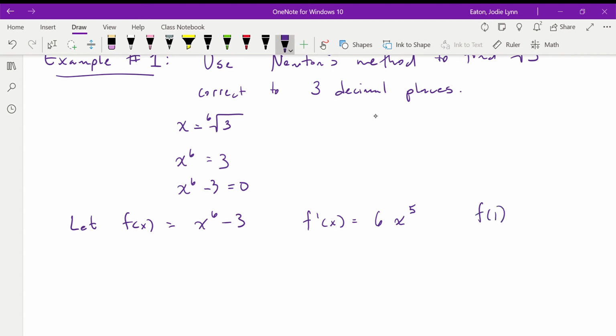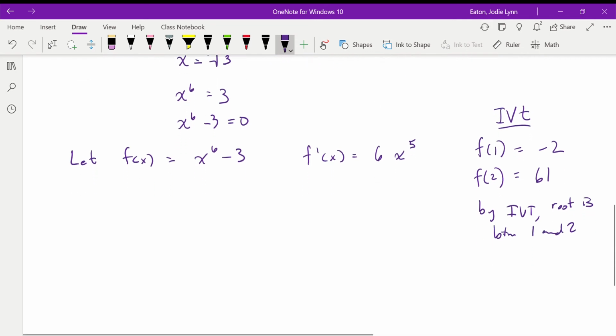Let's confirm that that works. We can use the IVT because this is a continuous function. So f of 1 is 1 to the 6th minus 3, which is negative 2. And f of 2 is 2 to the 6th minus 3, which is 64 minus 3, which is 61. So by the IVT, a root exists and is between 1 and 2.